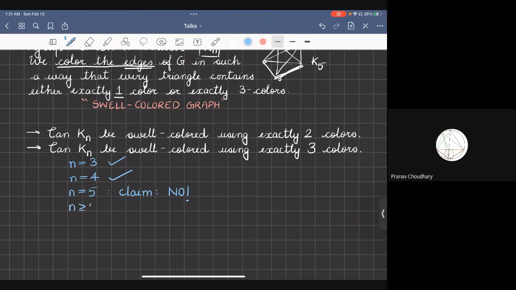Since we cannot swell color n equal to 5, we cannot swell color any n greater than or equal to 5, right? Because if we could, then we could just pick a subset of 5 vertices and look at the induced graph there. So yes, there's a question in the chat: if there are k colors, when does it fail?